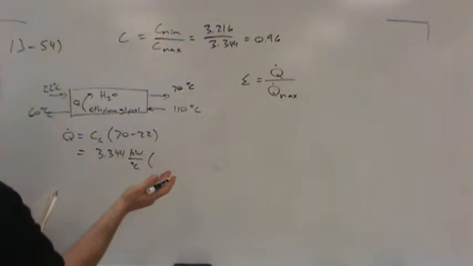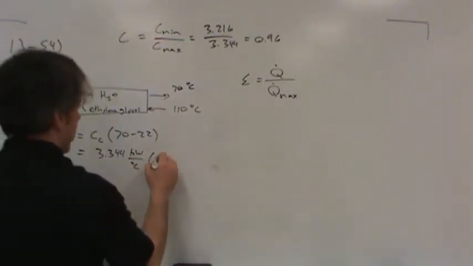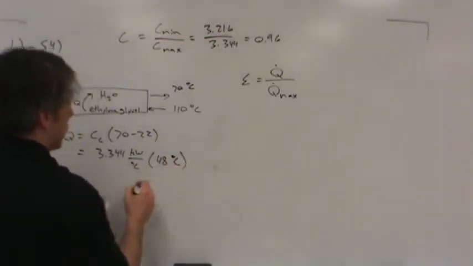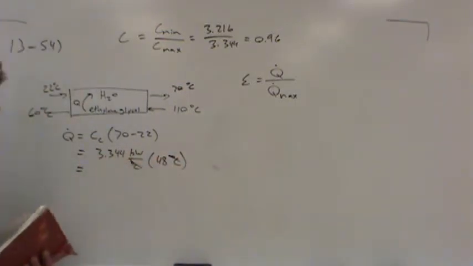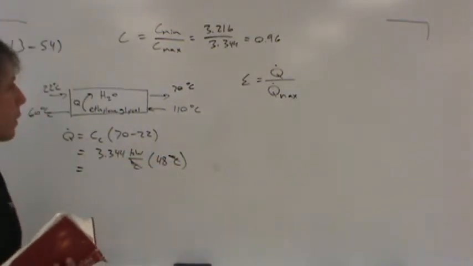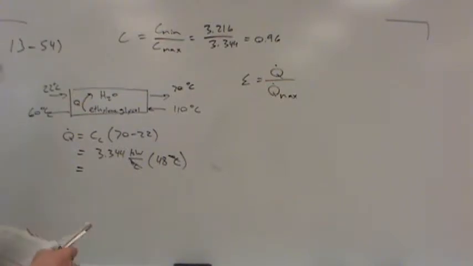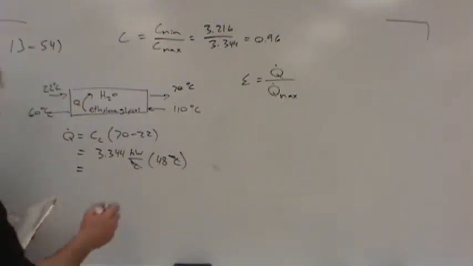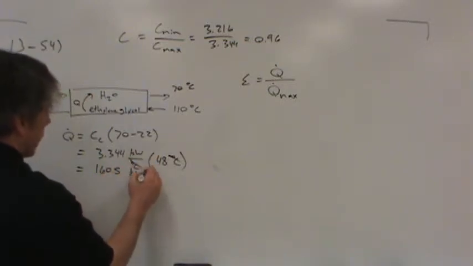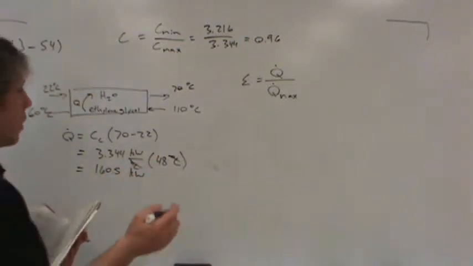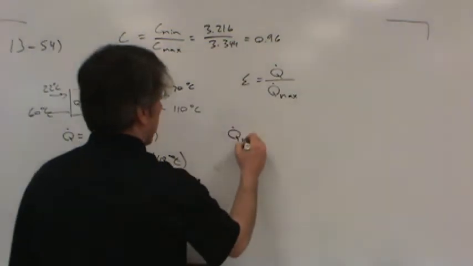70 less 22 is what, 48? So degrees Celsius go away. So plug 48 times 3.344 into your calculator, and let's figure out the actual heat transfer rate, Q dot. 160.5, that sounds familiar, thank you. So 160.5 kilowatts.